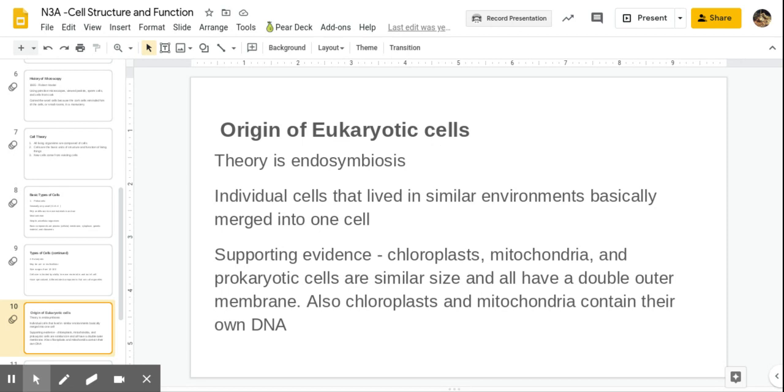And there's lots of supporting evidence to confirm this. One is that chloroplasts, the mitochondria, and the prokaryotic cells are similar sizes. They also all have a double outer membrane, which you do not see in your other organelles. And chloroplasts and mitochondria contain their own DNA. This is where the maternal DNA comes from when we're talking about genetics.